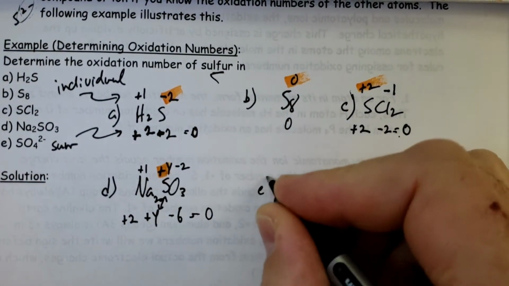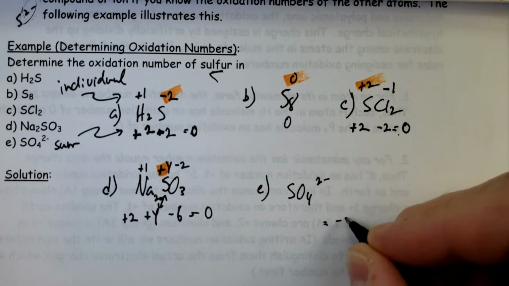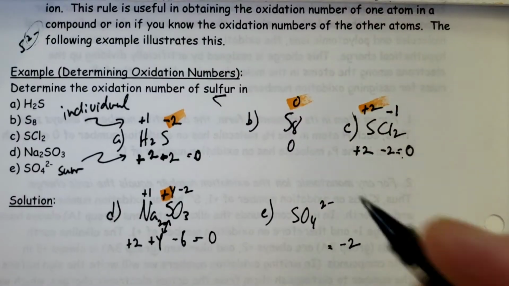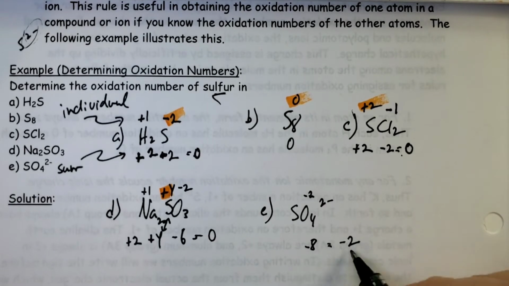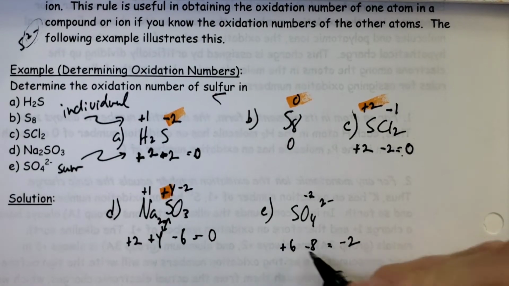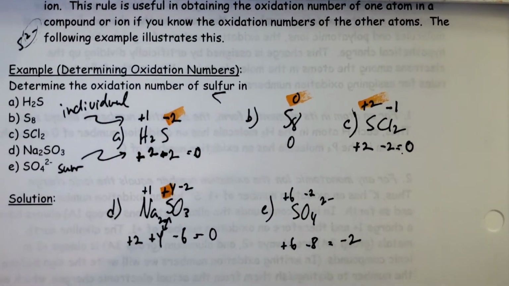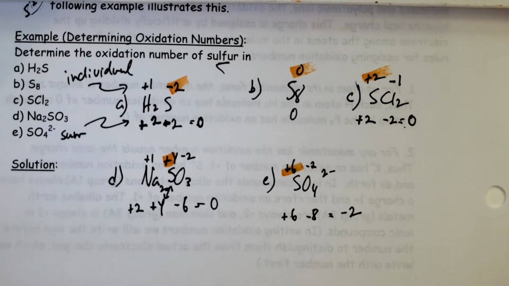And lastly over here, E, the sulfate ion. Now I know my totals here need to add up to -2, because if I'm talking about a polyatomic ion, it must add up to the total of the charge, which is rule number 4. So oxygen is always -2, and 4 times -2 is -8. To make this a true statement, the total over here would have to be +6. Since only one atom is contributing to the +6, that one atom must be +6. So there you have it. That is how we do that.